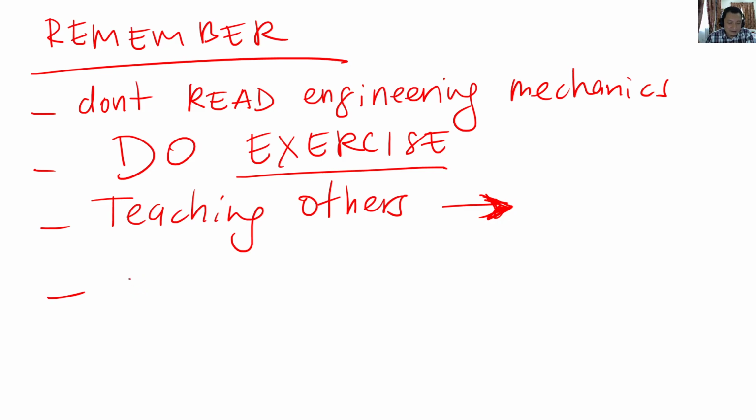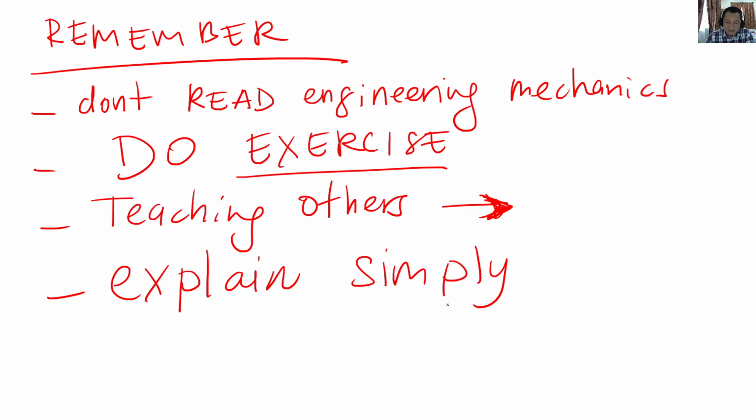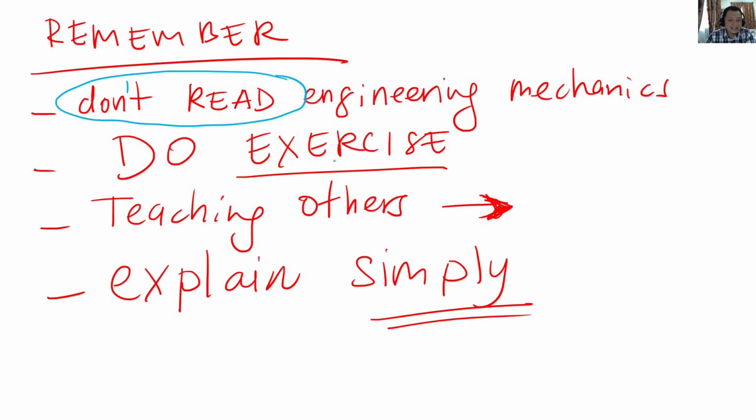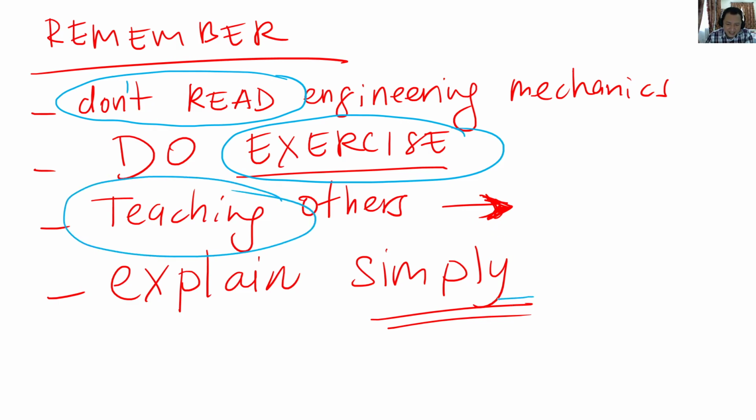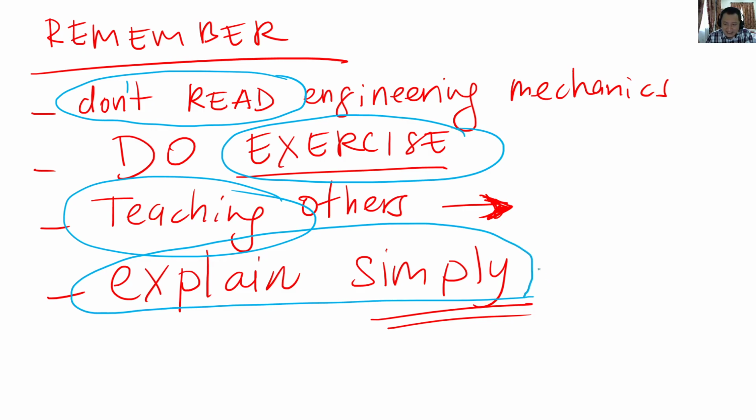And if you want to be better at knowledge, you have to be able to explain simply. Yeah, explain simply. Few things. This is very important. Do not read. Do exercise. And then teach others. Teach your friends. And explain it simply. If you cannot explain anything simply, you have not reached the level of mastery in terms of your knowledge.